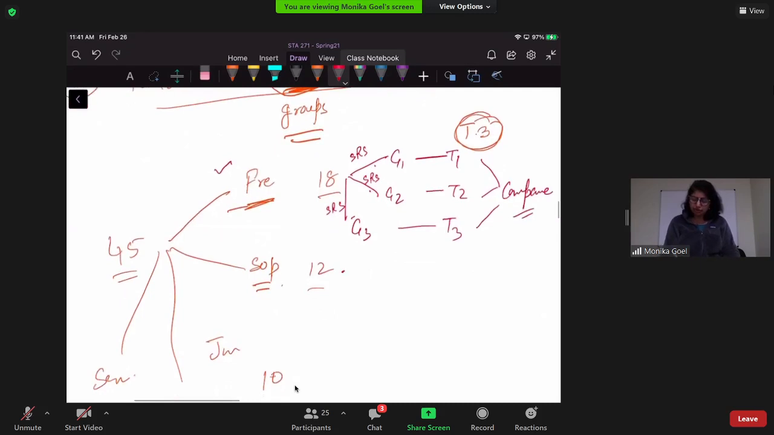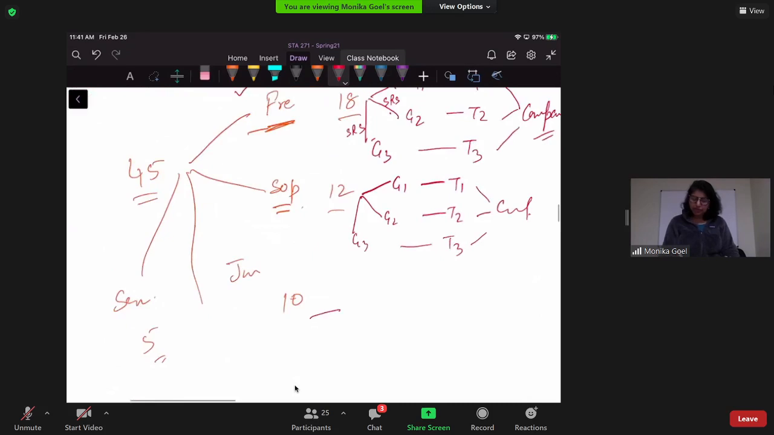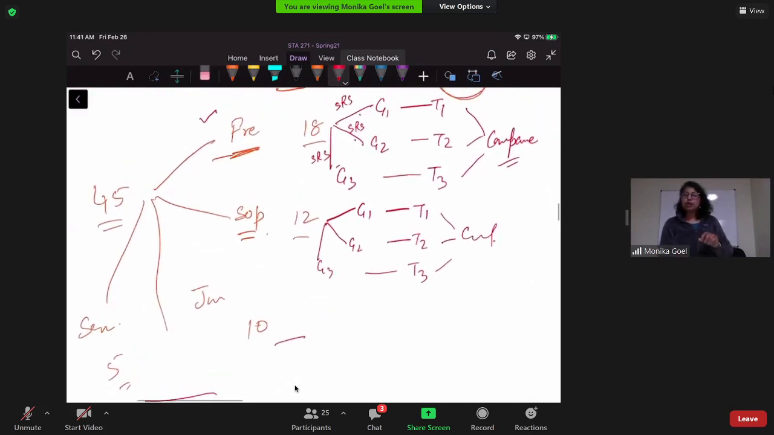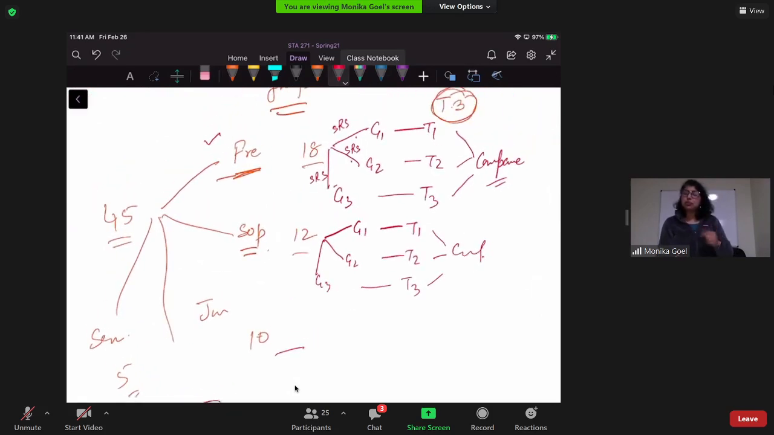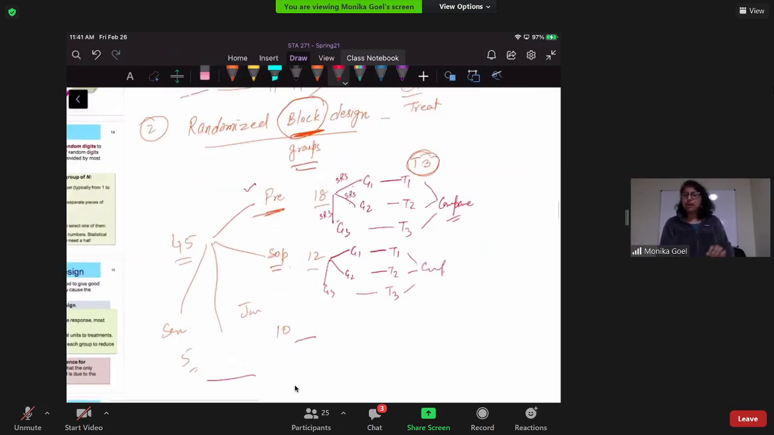Same thing you do for the other one: you make 3 groups, apply treatment, and compare. Same thing for this and this. So now you are applying 3 treatments within each block and comparing within each block. So that is your randomized block design.